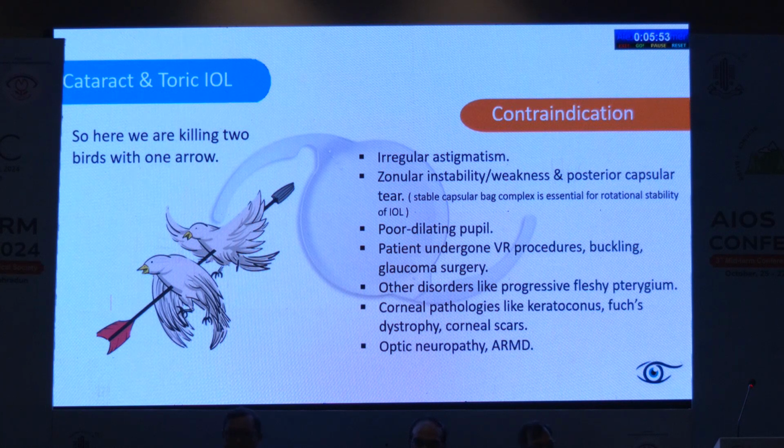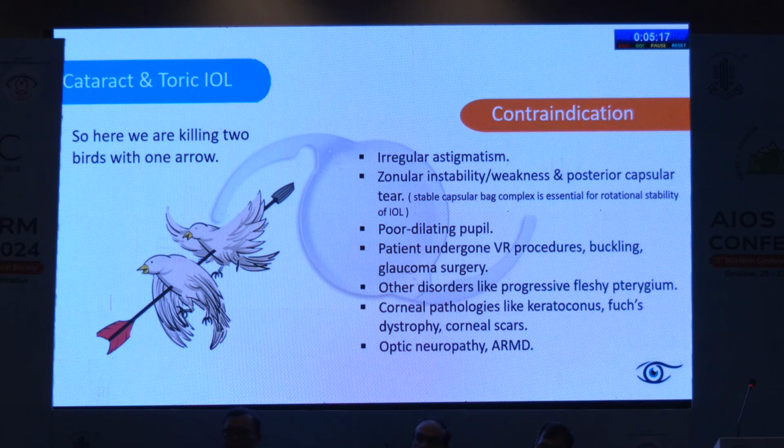Absolute contraindications would be irregular astigmatism, zonular instability, some complications with the capsule while operating, if we have a tear. So we definitely need a stable capsular bag complex for the rotational stability of the IOL. Relative contraindications would be poorly dilating pupil. We surgeons are now highly skilled in even doing mid-dilated pupils also, but we can also use the dilating devices like the BHEX, the Malyugin rings, or the iris hooks.